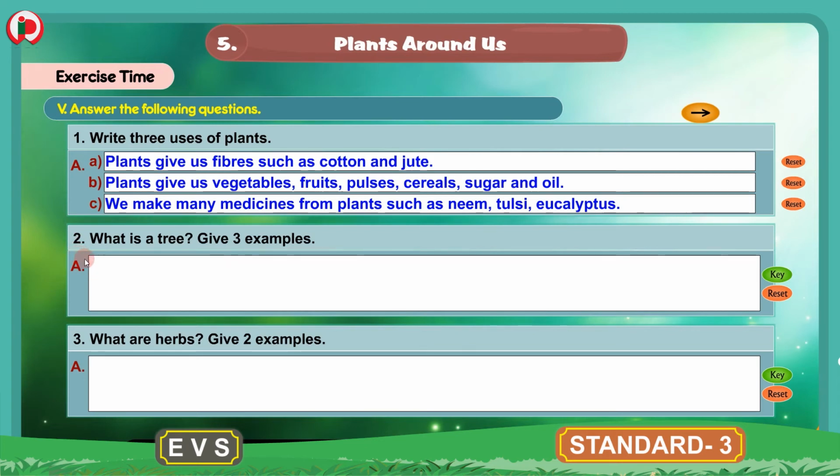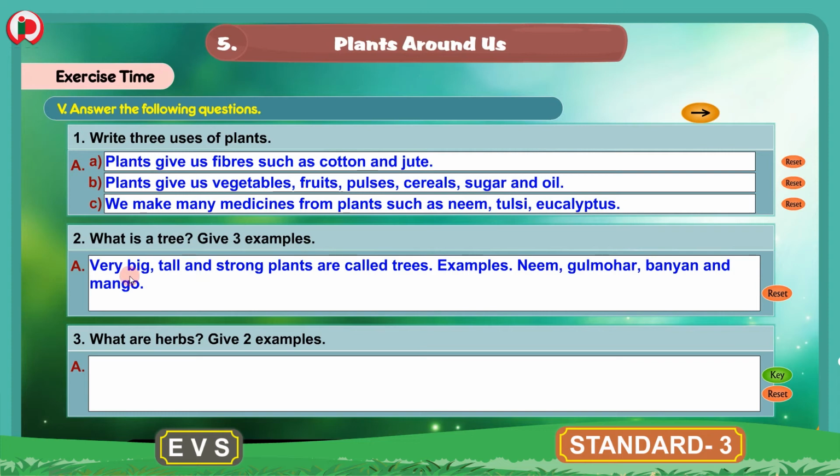2. What is a tree? Give 3 examples. The answer for this question is: very big, tall and strong plants are called trees. And the examples are neem, gulmohar, banyan and mango. So these are the examples of trees. Very big, tall and strong plants are called trees.